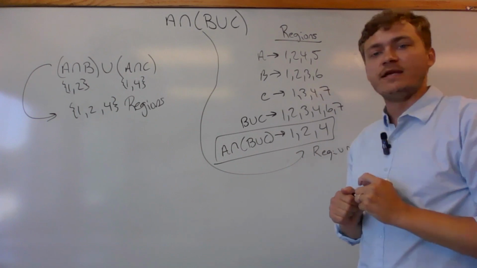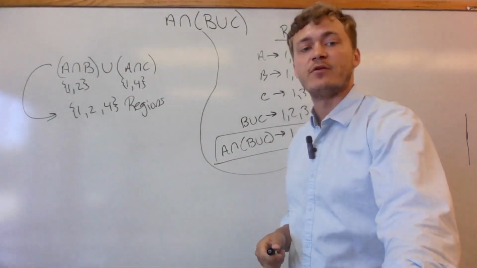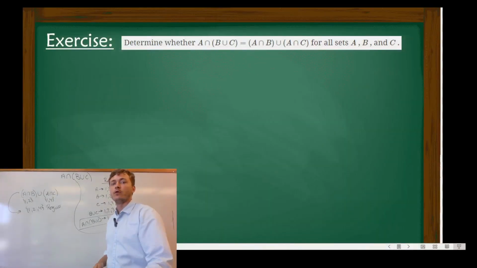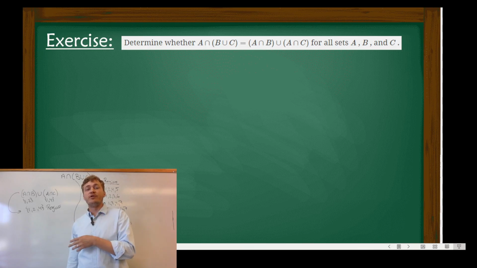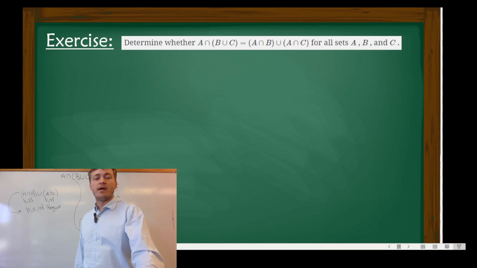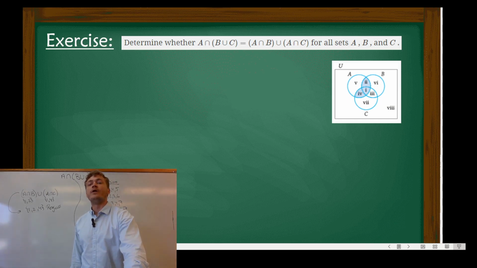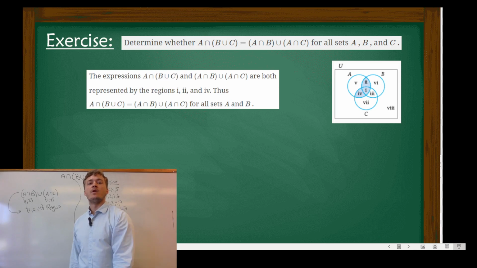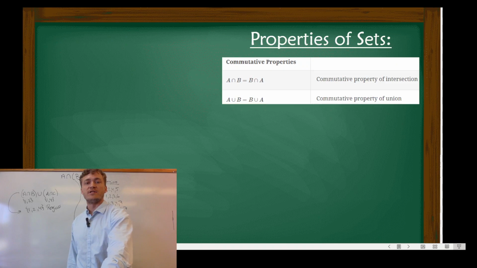We see here that the regions are the same for each of our two expressions. Each expression can be represented by the regions 1, 2, and 4. So therefore, we have determined that the left side expression, A intersect the union of B and C, is equal to the union of A intersect C and A intersect B. And we see there that the image that we get for each was the same, right? The regions occupied 1, 2, and 4. So now we can say unequivocally that these two expressions are the same.